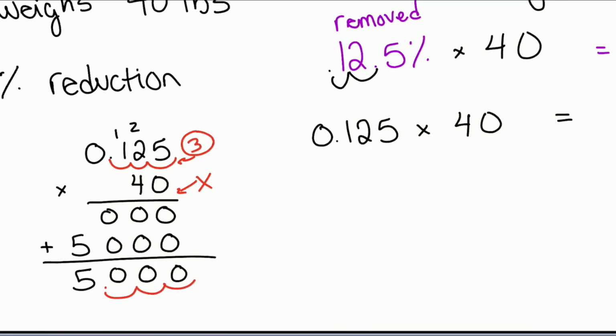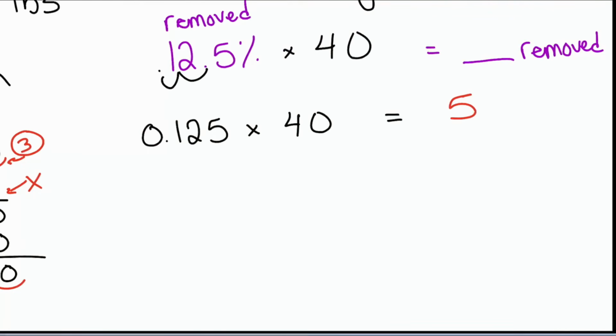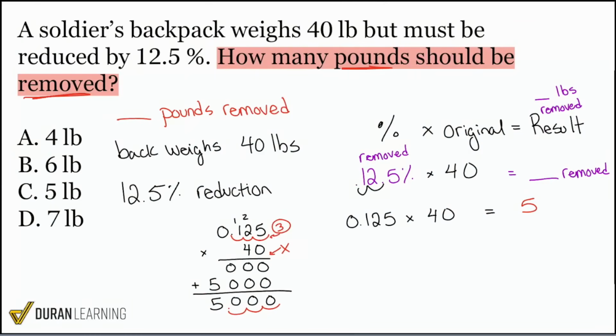Boom. So the answer is not 5,000 or 500 or even 50. The answer is 5. That's what we're going to get. And so the correct answer choice is C, 5 pounds. The soldier needs to reduce or remove 5 pounds from his backpack. So now that we're contextualizing this, I hope you're starting to see the connections here, especially with the formula. The percent that you apply is that result that you get. So with that, let's gear ourselves up for another one, and let's keep having fun.